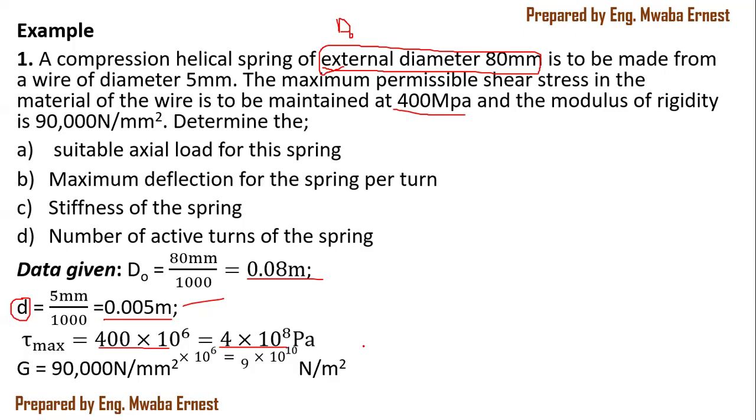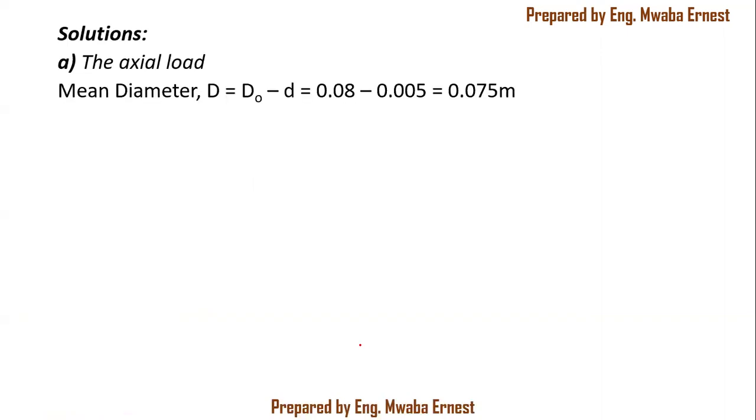Suitable axial load for this spring. How do we find it? First of all, our first stopover is to get this D. Since we've been given the outer diameter, you just subtract the wire diameter and you're good to go. So the outer diameter, 0.08, minus the wire diameter, 0.005, and our answer is 0.075.